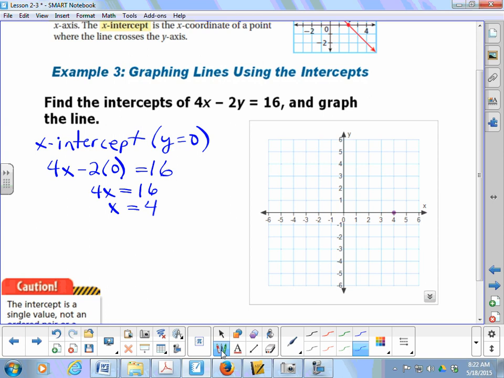All right, so I'll put a dot on the x-axis at positive 4. Okay, then we want to find the y-intercept. And for the y-intercept, that means that x equals 0.